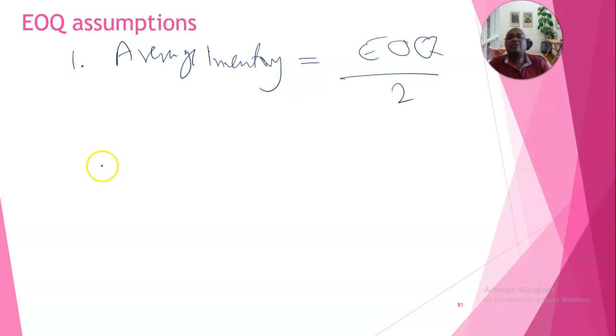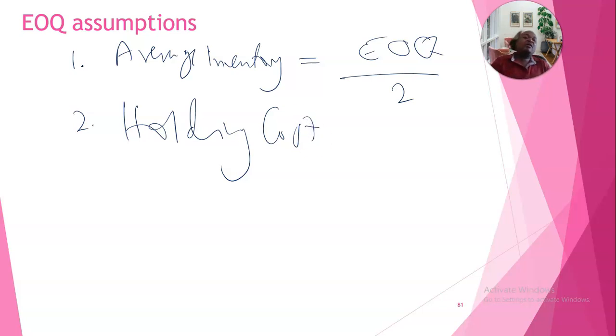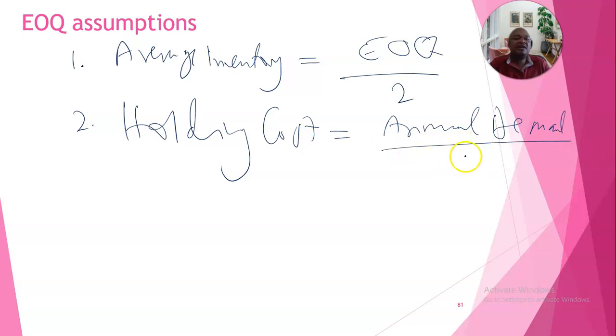All right. So what about inventory holding costs? Holding costs, how are they going to be calculated? These ones are going to be calculated based on the annual demand divided by the EOQ. So this will give us the inventory holding cost.